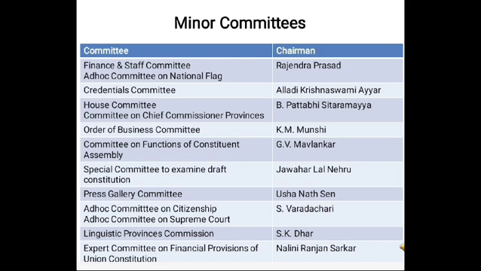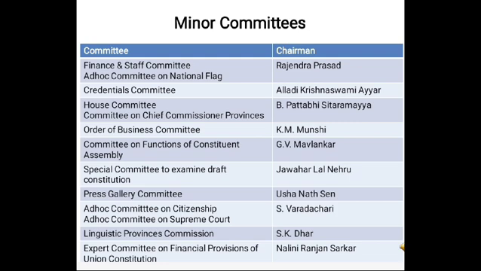G.V. Mavlankar, chairman of Committee on Function of Constituent Assembly. Jawaharlal Nehru, the chairman of Special Committee to examine Draft Constitution. Ushanath Sen, the chairman of Press Gallery Committee. S. Varadachari, the chairman of Ad hoc Committee on Citizenship and Ad hoc Committee on Supreme Court.